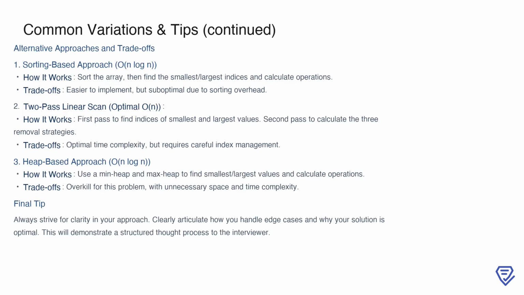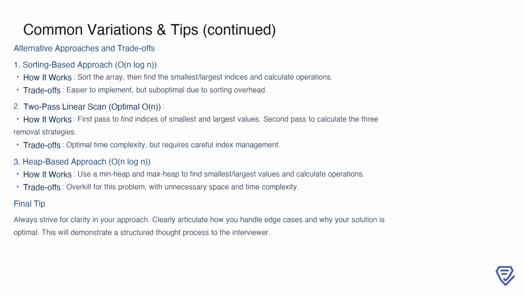There are several alternative approaches to solving this problem, each with its own trade-offs. One option is the sorting-based approach, which involves sorting the array and then finding the smallest and largest indices to calculate the number of removal operations. While sorting makes the implementation straightforward, it introduces an O(n log n) time complexity, which is suboptimal for this problem.